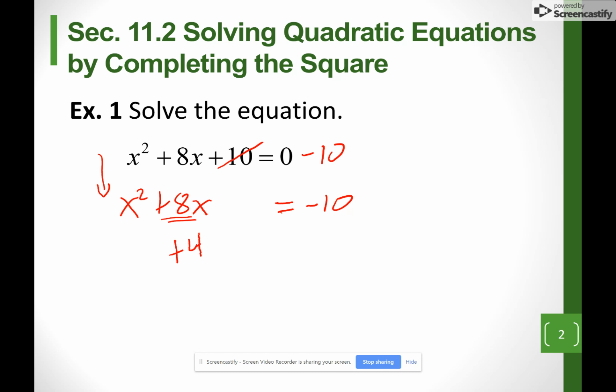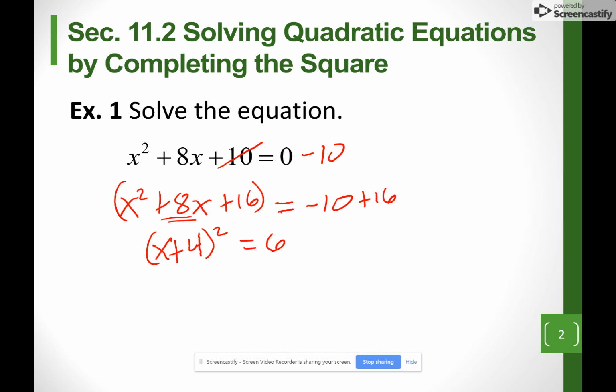Okay, so I saw the half of 8 was 4, and then I even square it. Thinking 4 squared, it's 16. I'm going to add 16 to each side of the equal sign. I'm going to add 16, and I'm going to add 16. The reason why I did that is x squared plus 8x plus 16, all that simplifies to x plus 4 squared equals negative 10 plus 16. That is equal to 6.